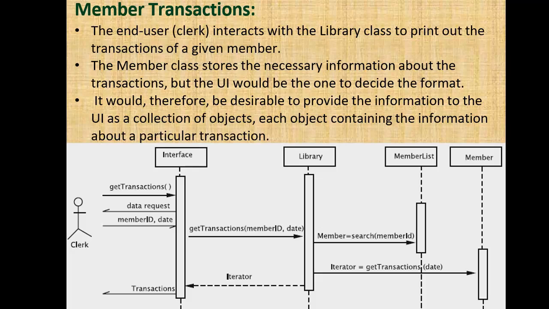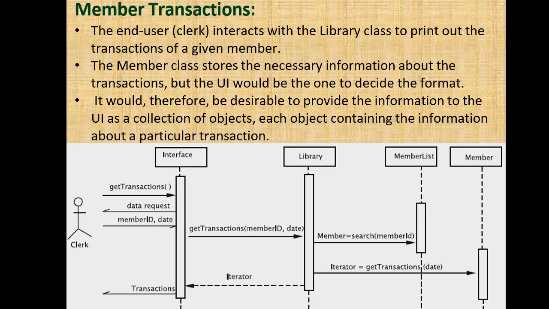Now member transaction. The end user interacts with the library class to print out the transactions of a given member. The member class stores the necessary information about transactions, but the UI would be the one to decide the format. It would therefore be desirable to provide the information to the UI as a collection of objects, each object containing the information about a particular transaction. So: interface, library, member list and member.